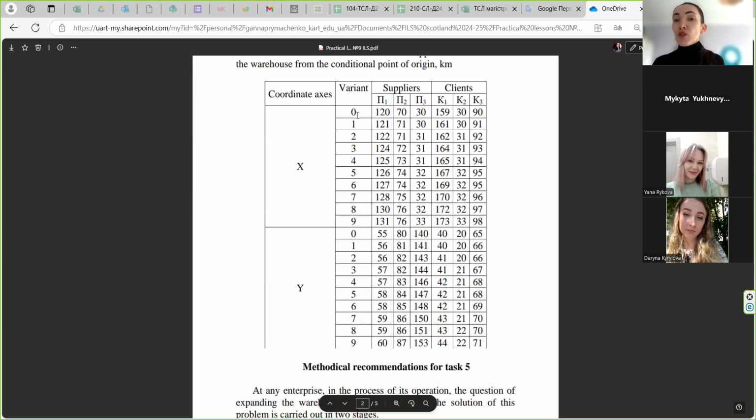For example, for variant 0, for supplier number 1, it is 120 kilometers. For the first variant, it is 121 kilometers. For the second, 122, and so on. So we also use the third column in our table 2. Please find your distance in kilometers. We multiply the first parameter by this second parameter. Okay, do it, please.